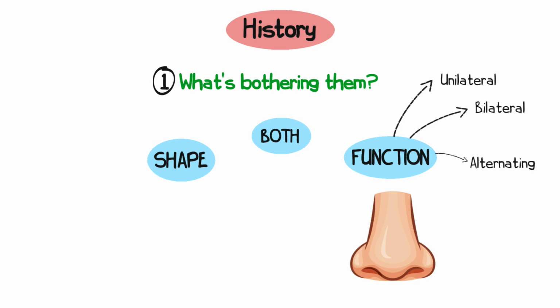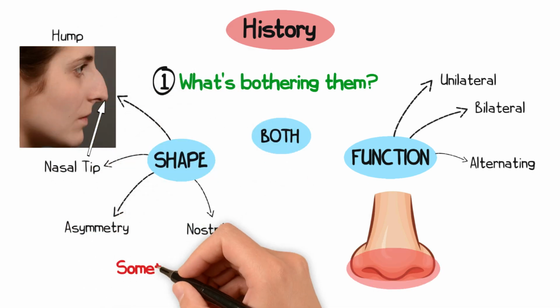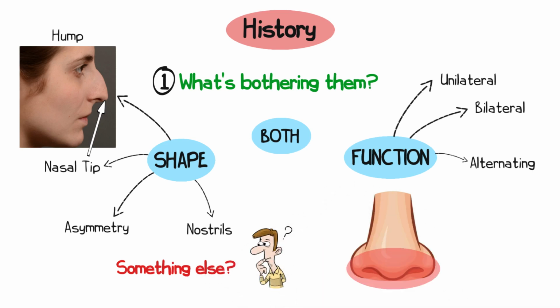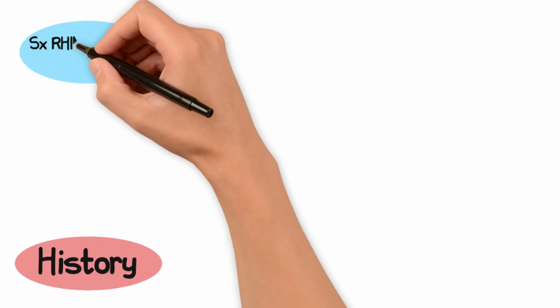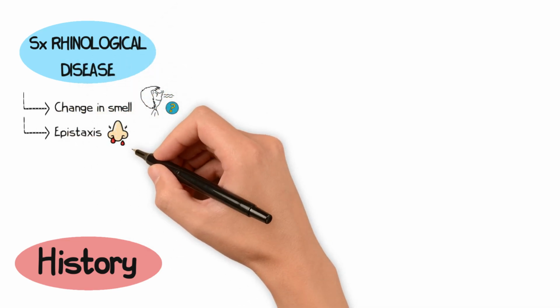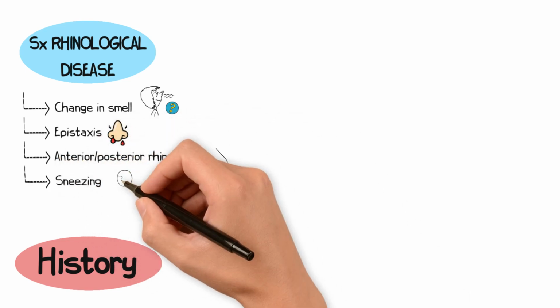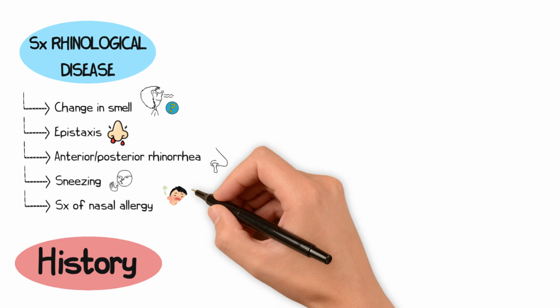When referring to the shape, ask the patient what bothers them specifically. Is it the hump? Is it their nasal tip? Is it the asymmetry of their nose or their nostrils, or something else? In addition, it is important to ask the patient if they have any other symptoms of rhinologic disease, such as a change in their sense of smell, any nosebleeds, any anterior or posterior rhinorrhea, sneezing, and symptoms of nasal allergy.